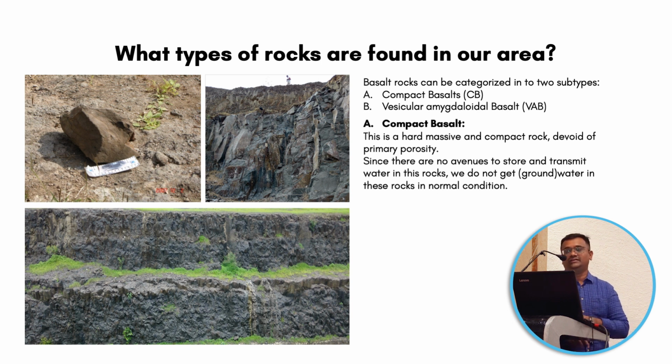So there are 2 subtypes of basalt. We have divided the basalt into 2 subtypes, that is compact basalt and vesicular amygdaloidal basalt. As the name suggests, compact basalt is hard, massive and devoid of any primary porosity. So there are no pore spaces which can hold and transmit groundwater in the compact basalt. So normally in compact basalt areas we do not find groundwater, or find very little.